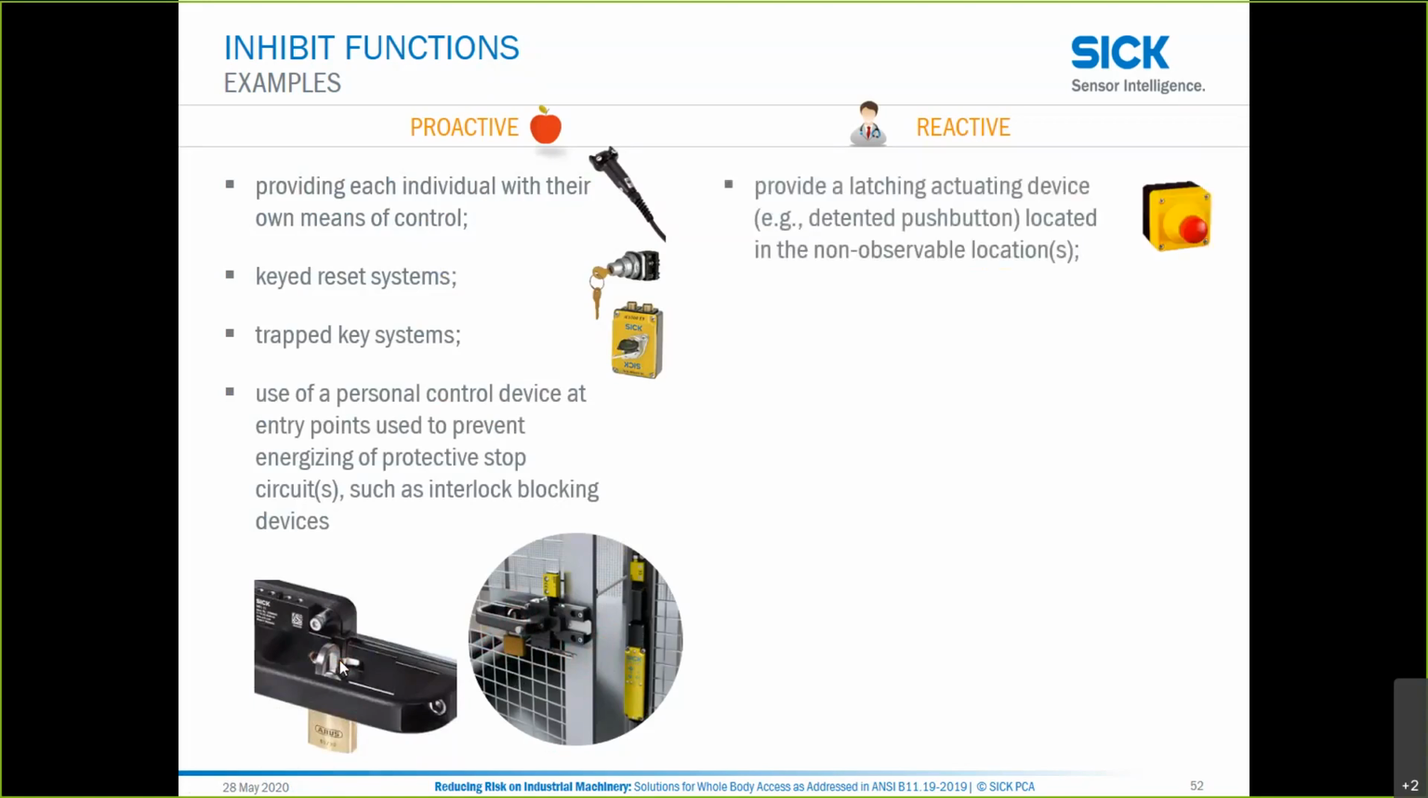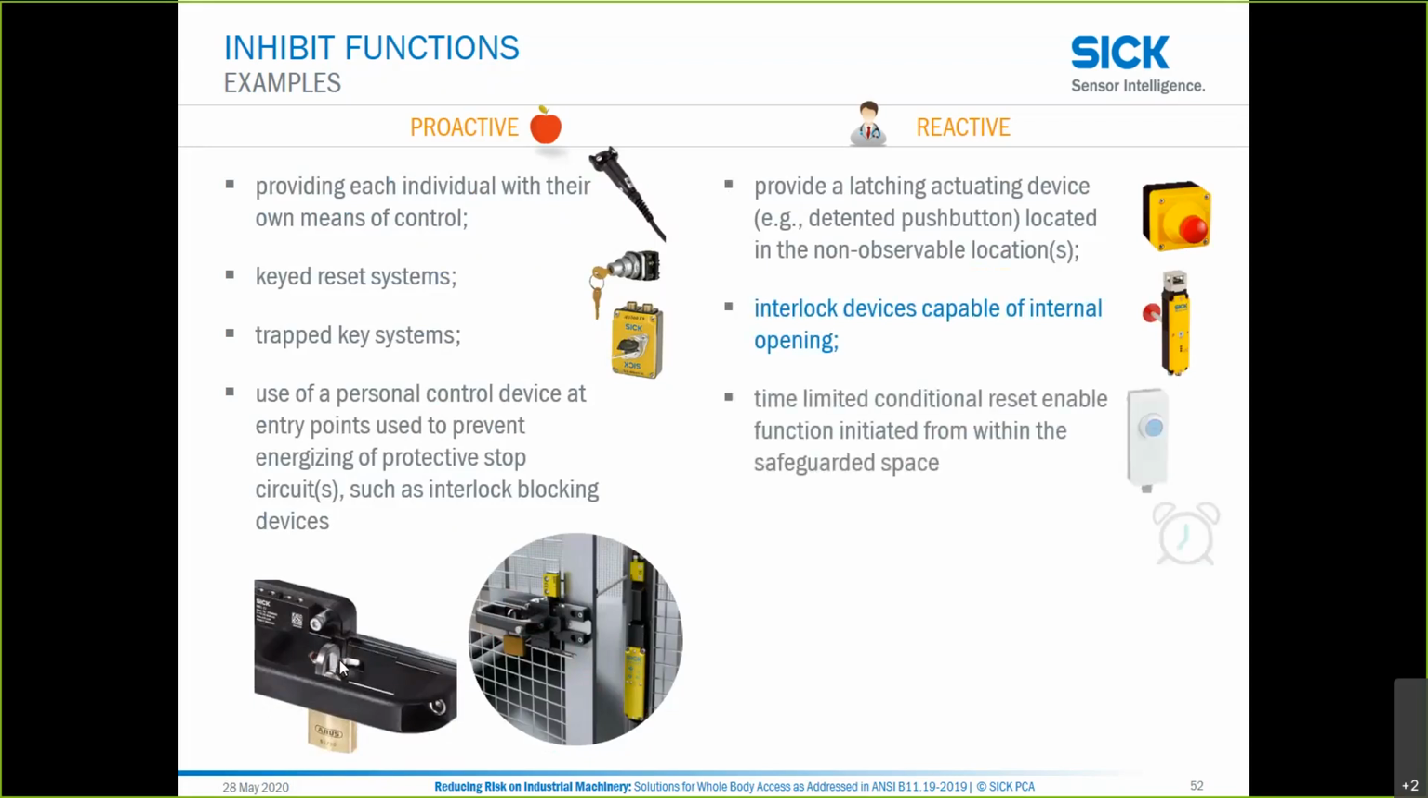Reactively, the solutions include latching devices like an e-stop that are strategically located inside the safeguarded space in non-observable locations, so where we don't have clear view from the entry point or the reset location. It could be using interlock devices that can be opened from inside the safeguarded space, which is another measure that we'll talk about here shortly. It could be using the reset function that we talked about with some time limits associated with it. It could be the sequential multiple resets that we discussed.